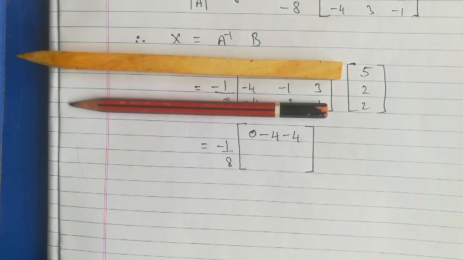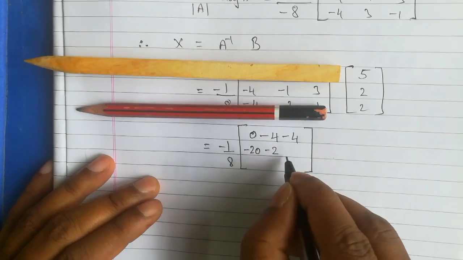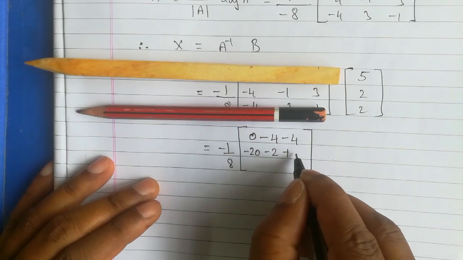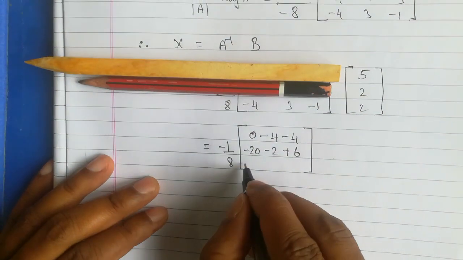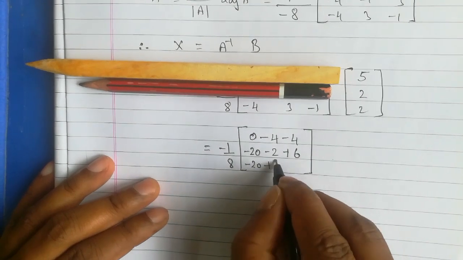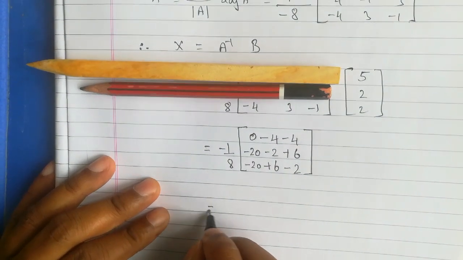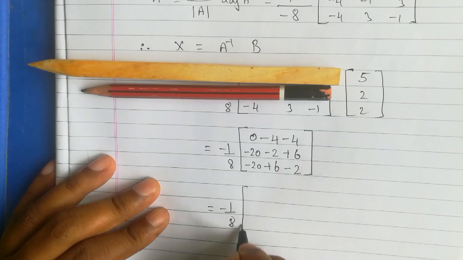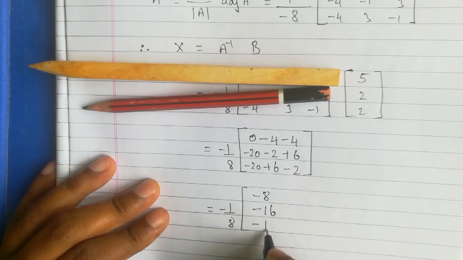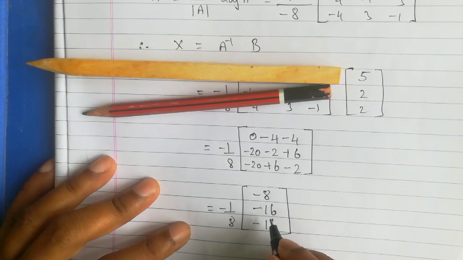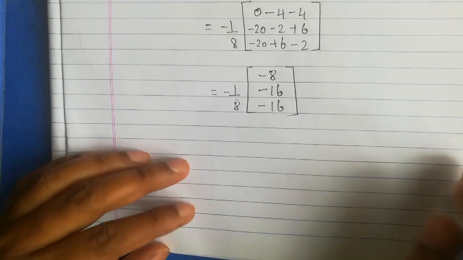We'll multiply with this. 5 fours are 20, minus 20, minus 2, plus 6. Now we'll take this one and we'll multiply. Minus 20, plus 6, minus 2. Simplify this. Minus 1 by 8, minus 8, minus 16, minus 16. Now we can divide this term.